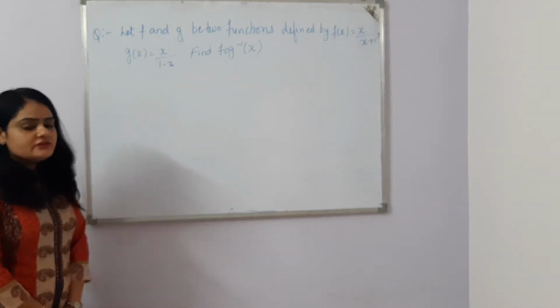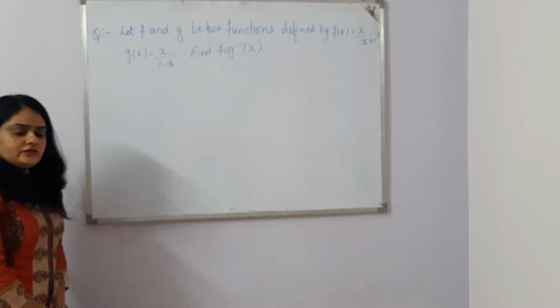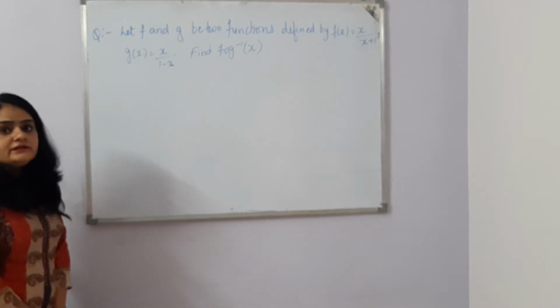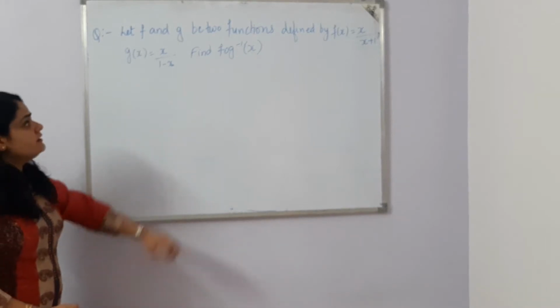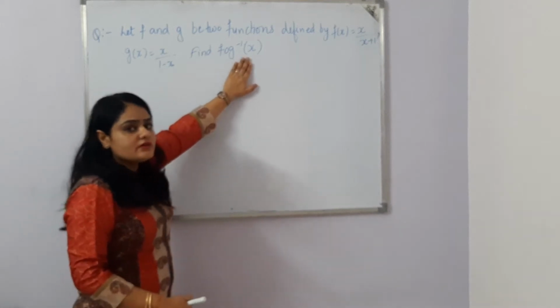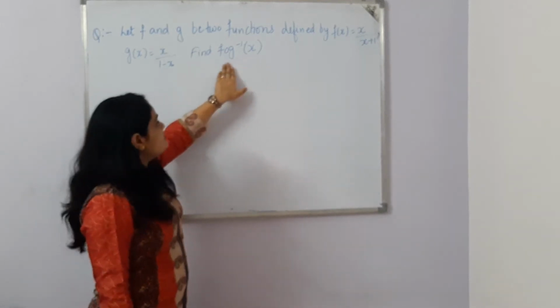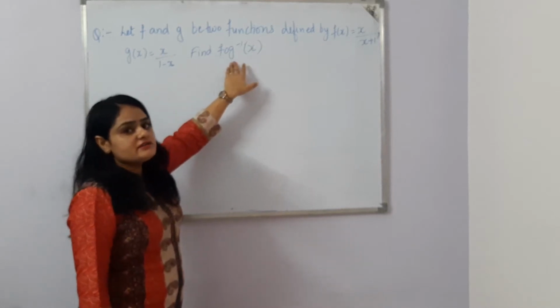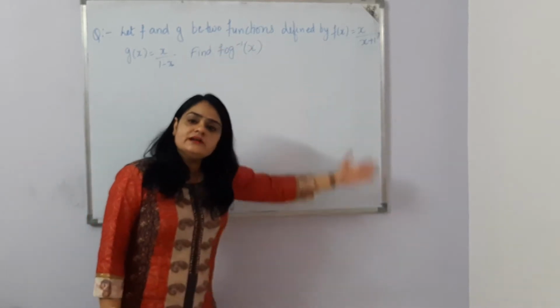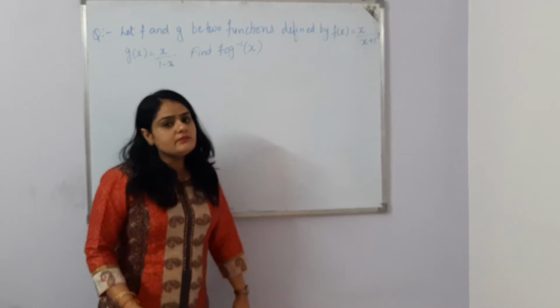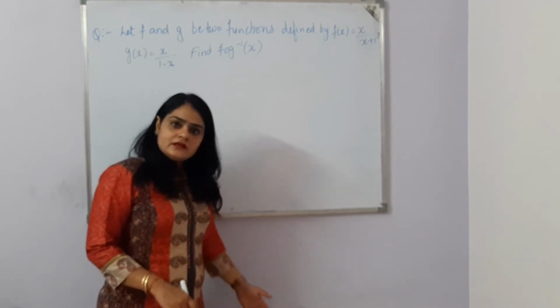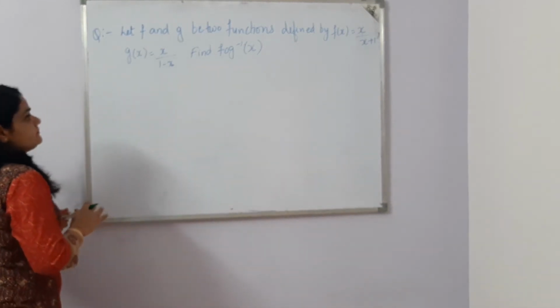We are doing functions. Let's do one more question related to invertible functions. That means we need to find the inverse of a composition of functions. There are two functions f and g. First of all, we need to find the composition, then find its inverse. The question is a little bit lengthy, but the question is easy. So let's do the question.